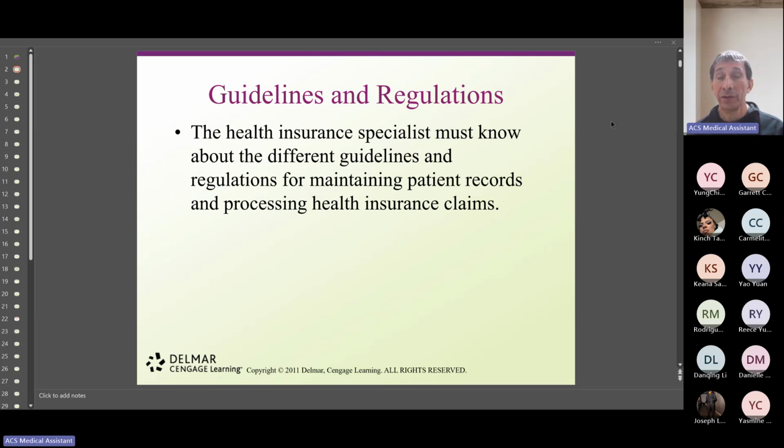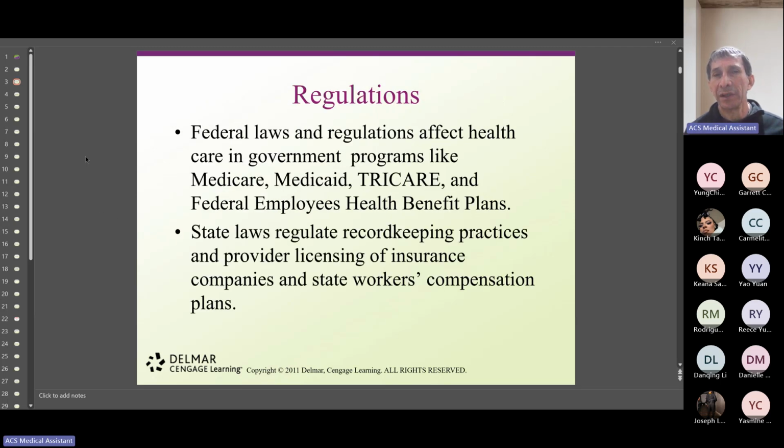And if we are going to be involved in the insurance process, then we need to keep all these regulations and guidelines on top, to make sure that we're not going to violate any of these rules and regulations when we're completing those forms. So that's basically what it is.